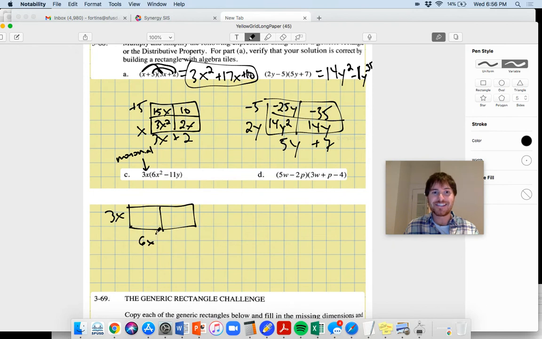We have a width of 6x squared. I know it's weird to have a width being like a quadratic like this, like a squaring thing here, but it still works, right? You can still use this little trick here. Generic rectangle, get your answer. 3 times 6 is 18. X squared times x is x cubed. And here we have negative 11y times 3x. Negative 11 times 3 is negative 33. X times y is just, well, x times y. And there's your answer. 18x squared minus 33xy.